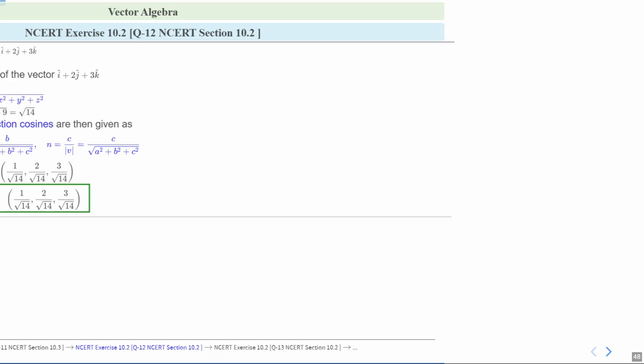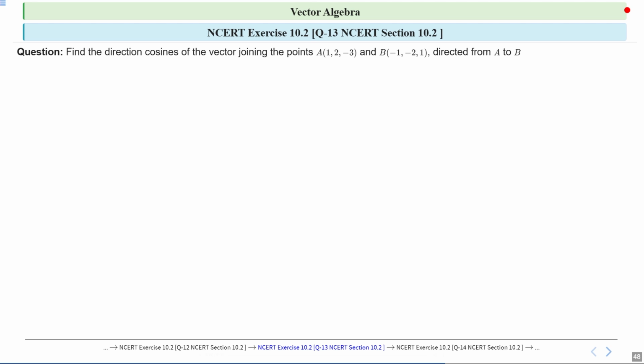Okay, next, NCERT exercise 10.2 question number 13. Find the direction cosines of the vector joining the points A (1, 2, -3) and B (-1, -2, 1), directed from point A to B. Clear? So let's see how we can solve this.